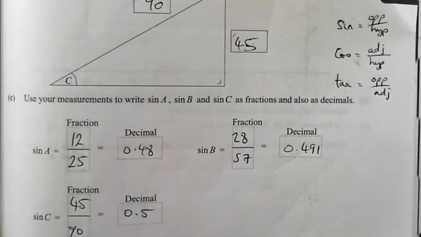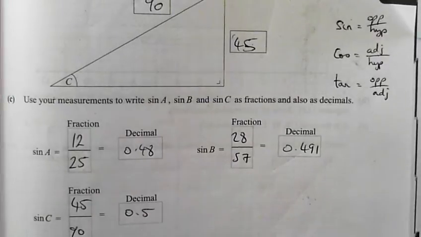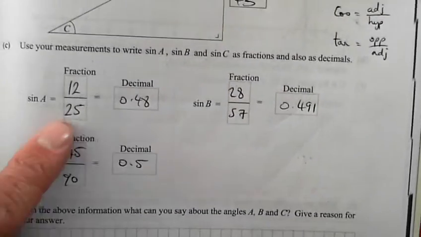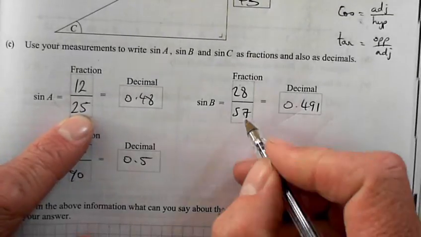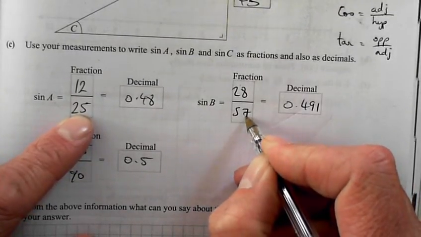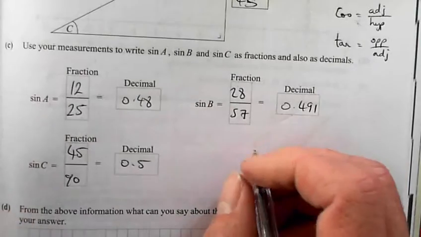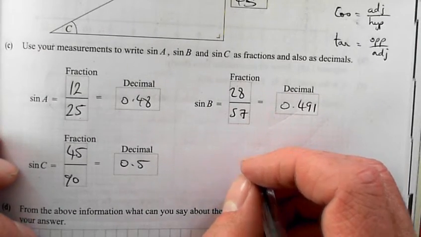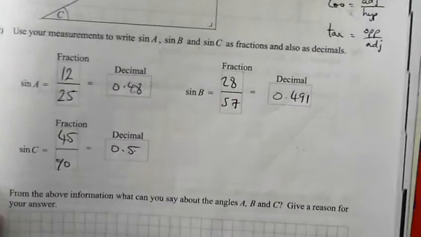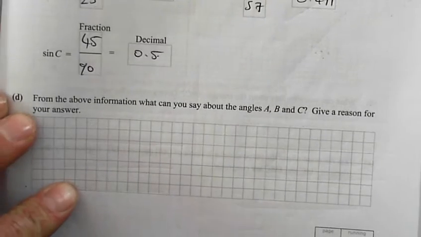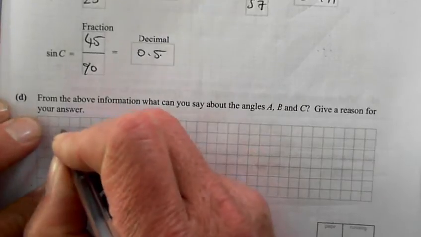From the above information, what can you say about triangles A, B, C? Give a reason for your answer. Should one of the measurements here have been 24 maybe? Should that have been 56? The triangles are roughly what? They're roughly the same. They're not exactly the same, but the triangles should be roughly the same.